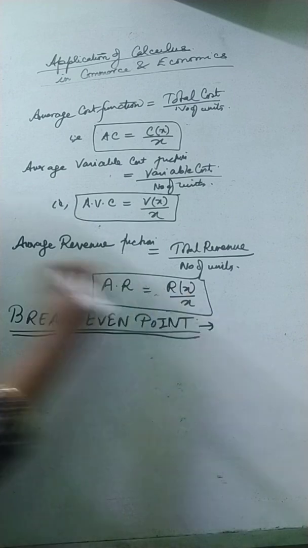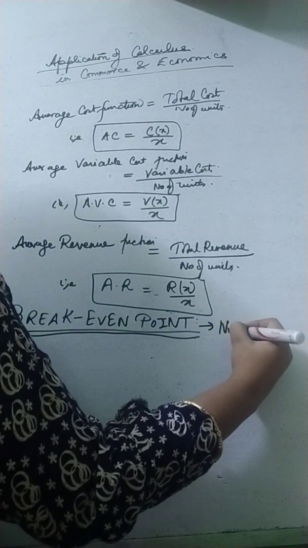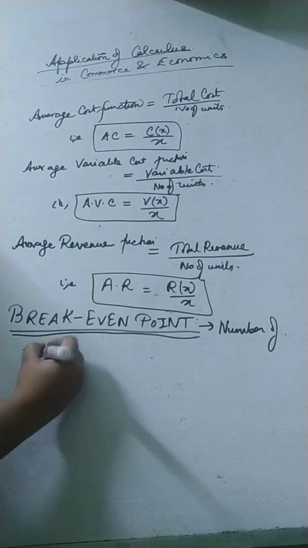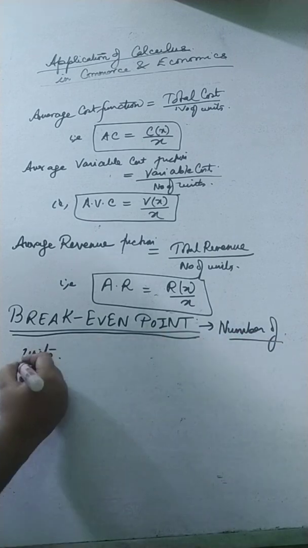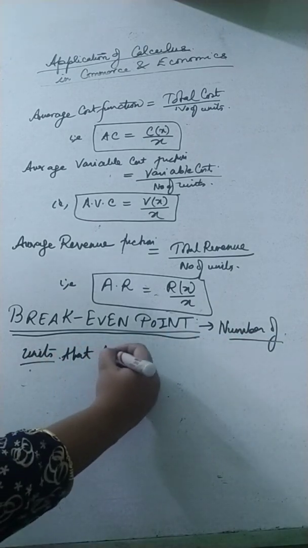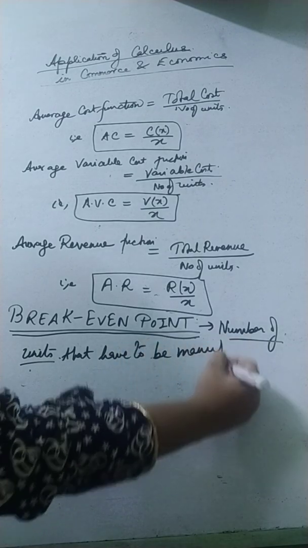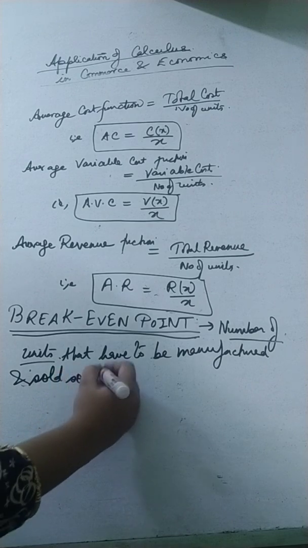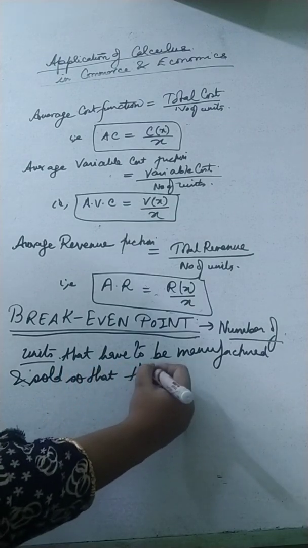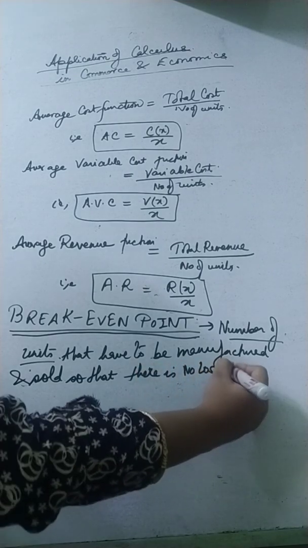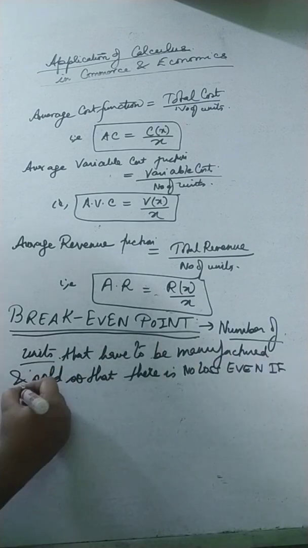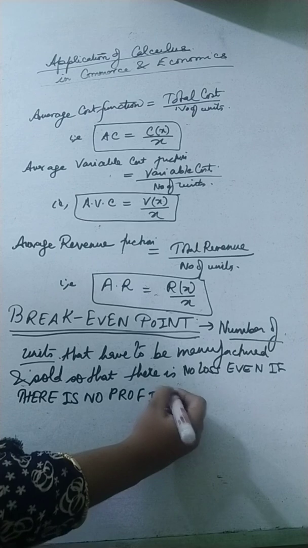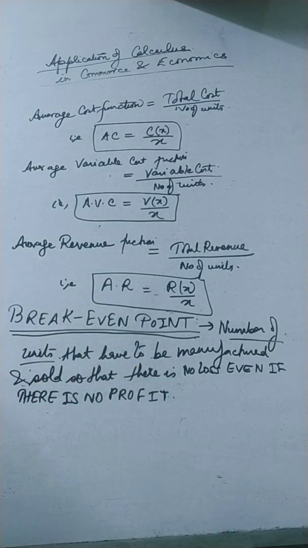I'll write the definition first. It is the number of units that have to be manufactured and sold, so that there is no loss, even if there is no profit.